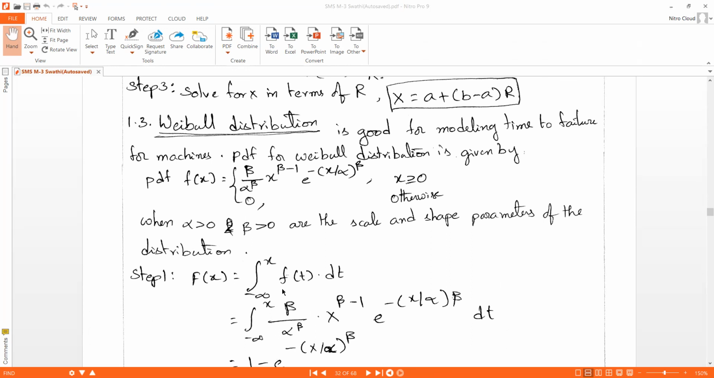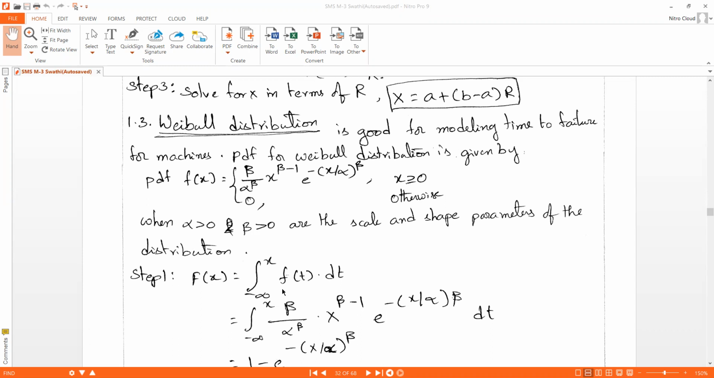The Weibull distribution is good for modeling time to failure for machines. We can use the Weibull distribution for this, and we have studied the Weibull distribution PDF and CDF in the second module.